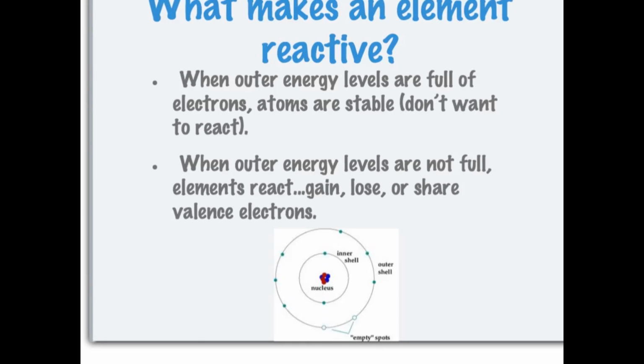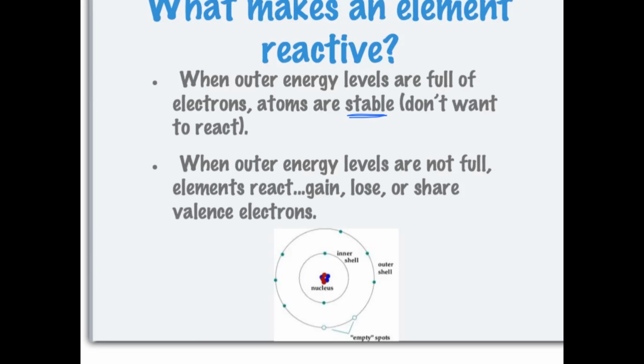So what makes an element reactive? The whole goal of these atoms is to have a full outer energy level, full of electrons. So we find that when outer energy levels are full of electrons, atoms are stable. That means they don't want to react. They are perfectly content to be how they are. They don't want to lose electrons, but they don't want to gain them either. They just want to stay with their full energy level.